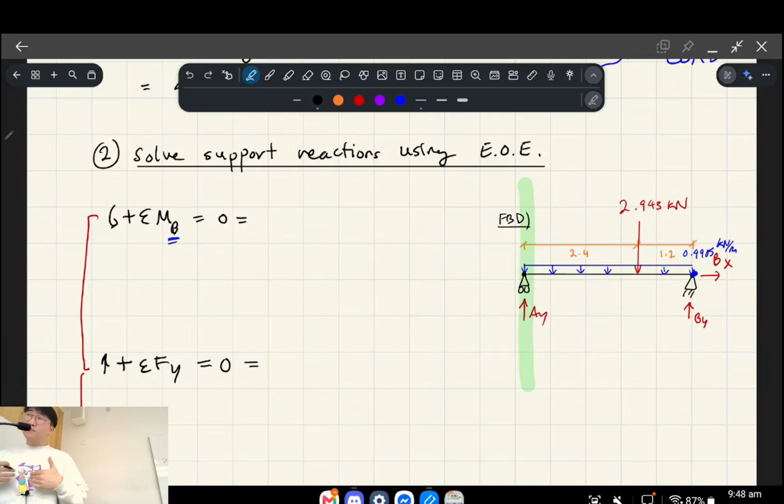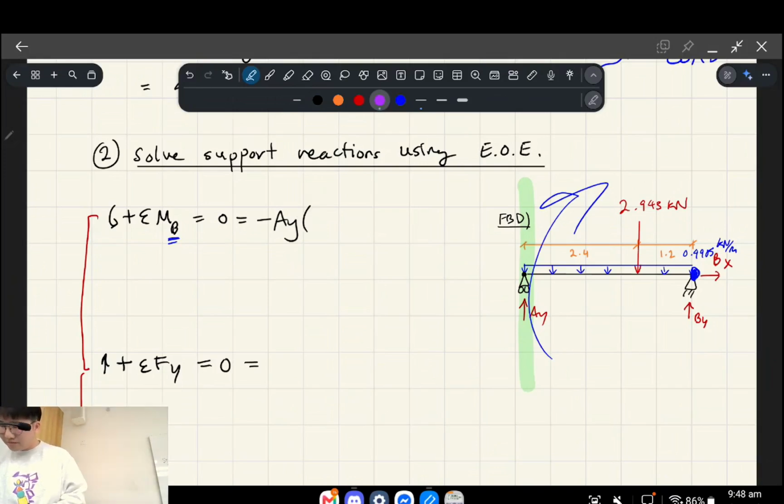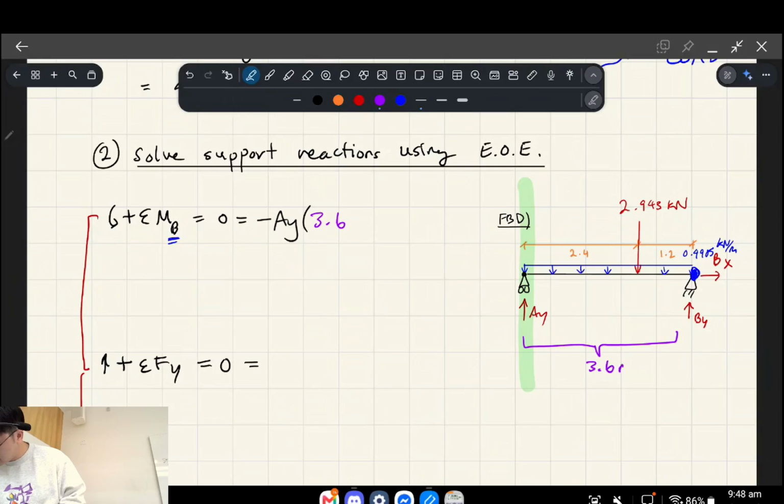All right, so now we have to sum all of these forces, okay? Let's start with Ay. Ay, and here's our camera, is producing a clockwise spin about point B, right? So that gives us negative Ay. And now we have to consider the lever arm. The lever arm is going to be 2.4 meters plus 1.2 meters, which I'll just write as 3.6 meters. Okay.